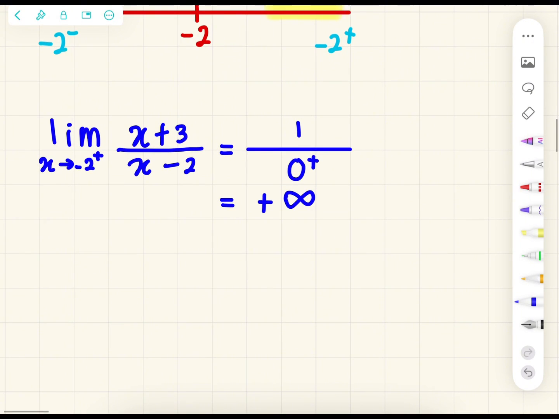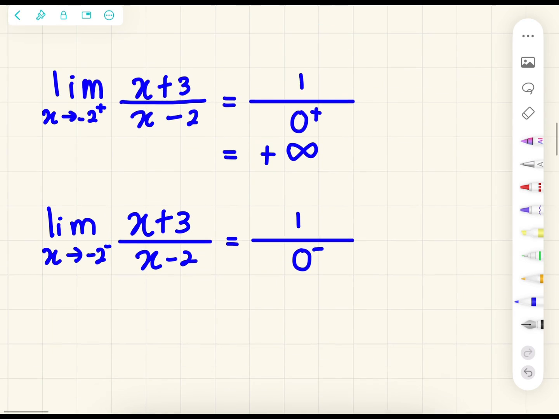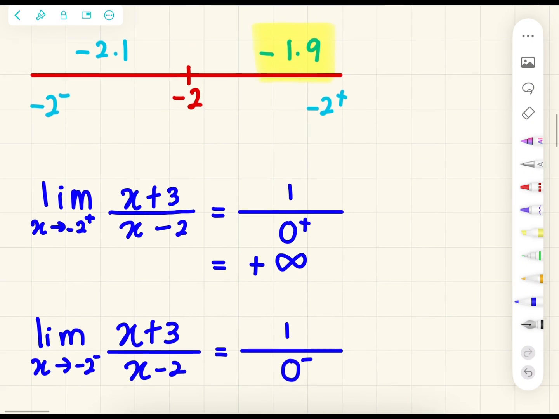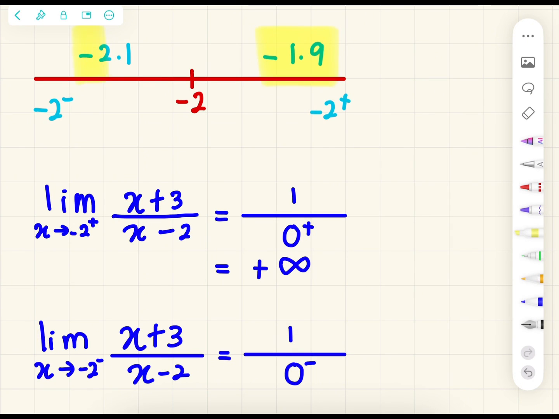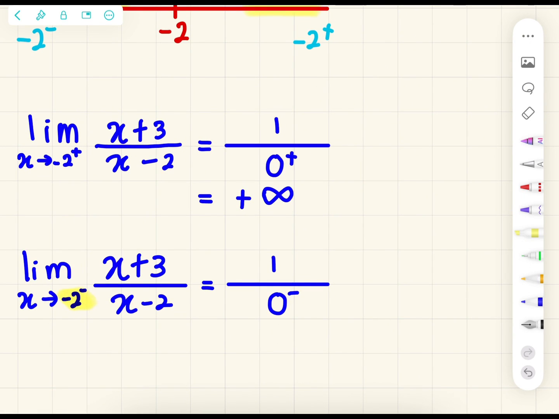We'll do the same for negative 2 from the left. So we have the limit as x approaches negative 2 from the left of x plus 3 over x plus 2. For the numerator, if we substitute negative 2, we get negative 2 plus 3, which is 1. For the denominator, negative 2 plus 2 gives 0. This is the value for negative 2 from the left, so we assume the number is negative 2.1. If we substitute negative 2.1 plus 2, we get a negative number. So here we get 0 from the left, which equals negative infinity.